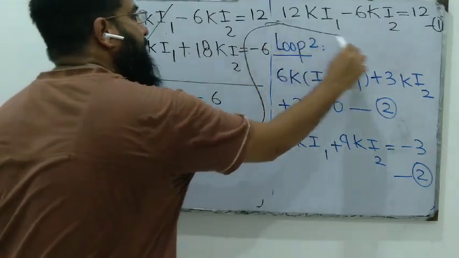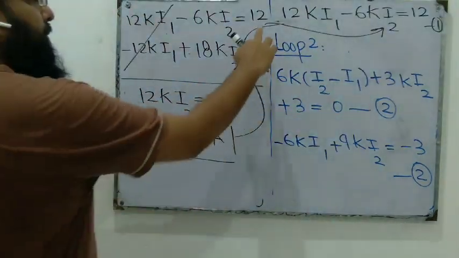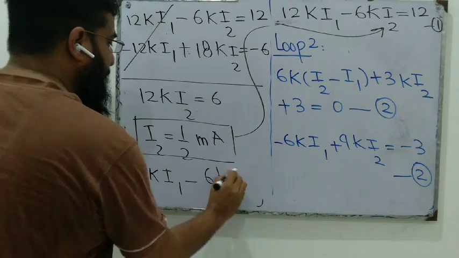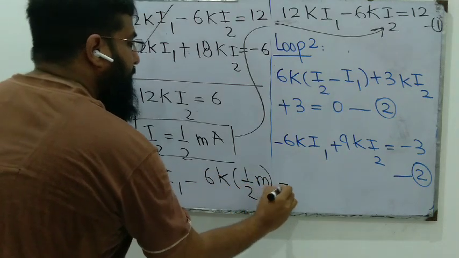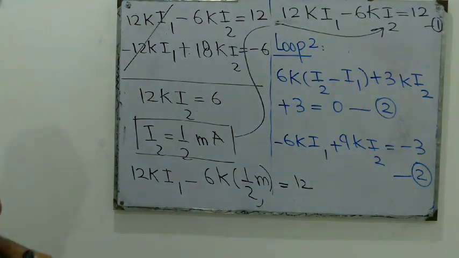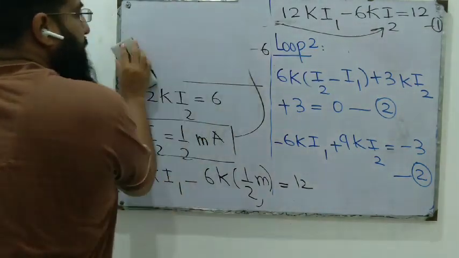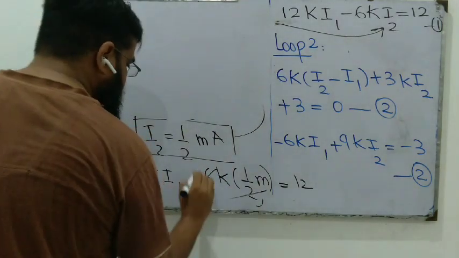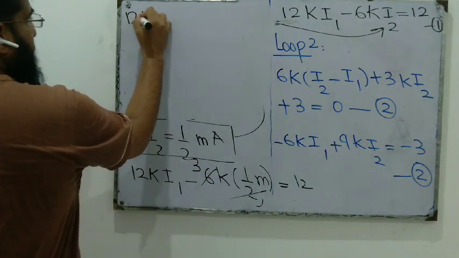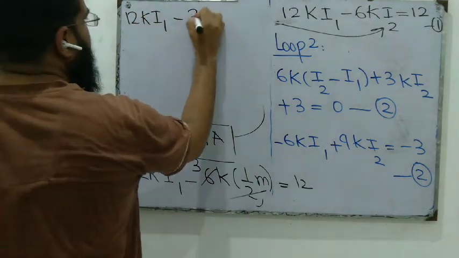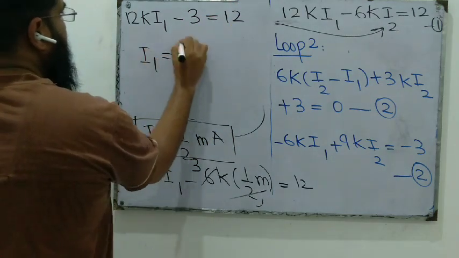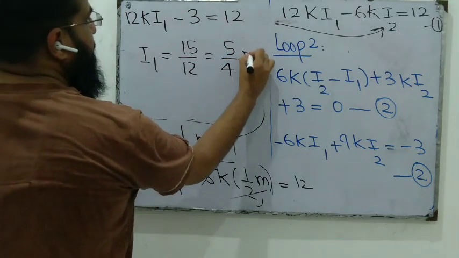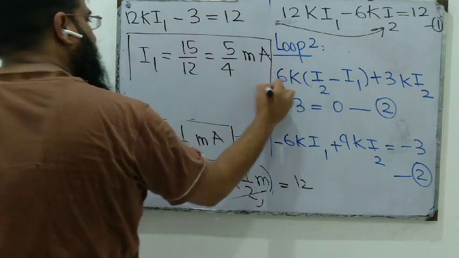Let's put it here. So it becomes 12K I1 minus 6K times half milliampere is equal to 12. These two 3s are 6, so 12K I1 minus 3 is equal to 12. So I1 is 15 over 12. 3 5s are 15, 3 4s are 12. So I1 is 5 by 4 milliamperes.